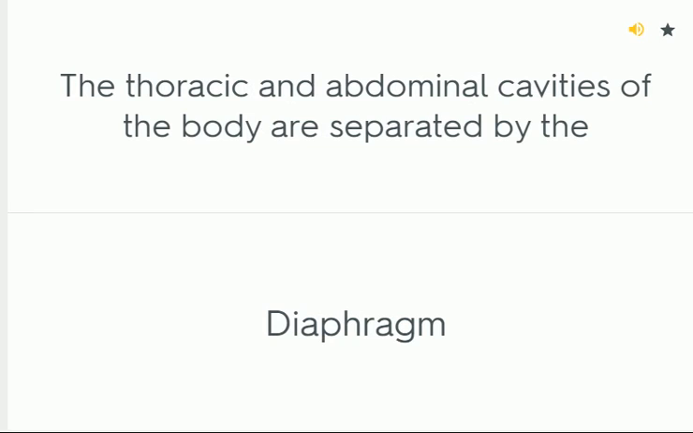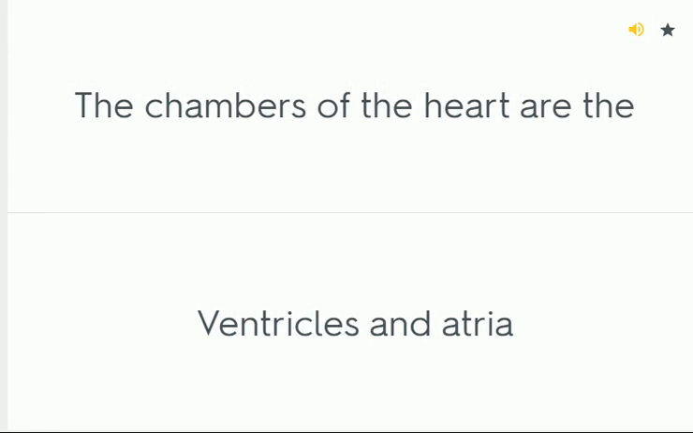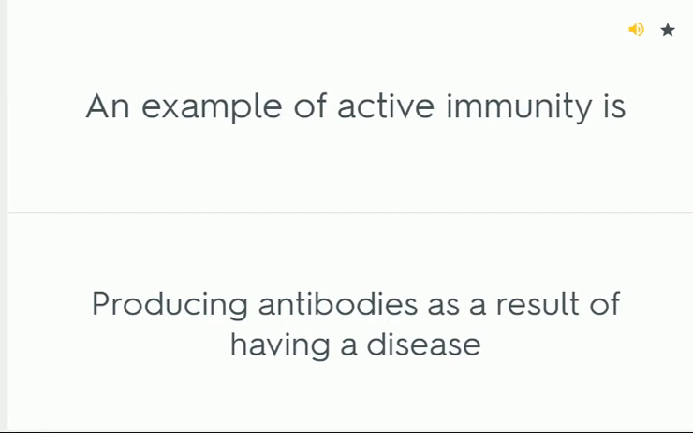The thoracic and abdominal cavities of the body are separated by the diaphragm. The main tissue of the outer layer of the skin is epithelial. The chambers of the heart are the ventricles and atria. An example of active immunity is producing antibodies as a result of having a disease.